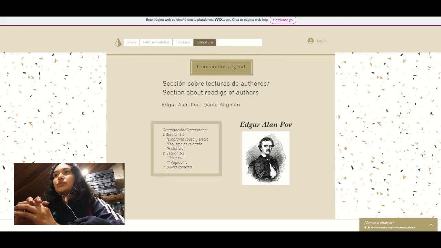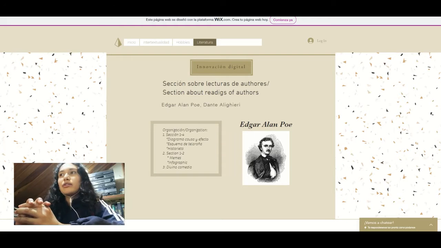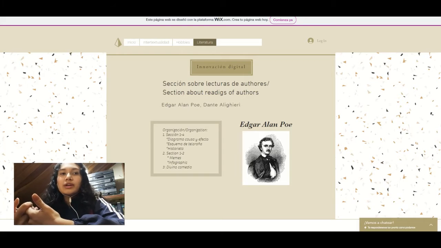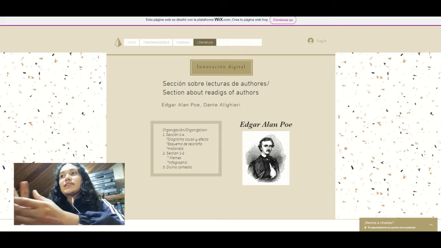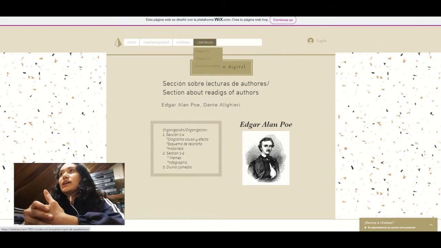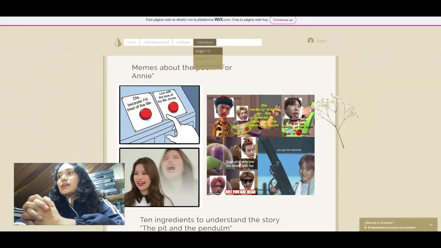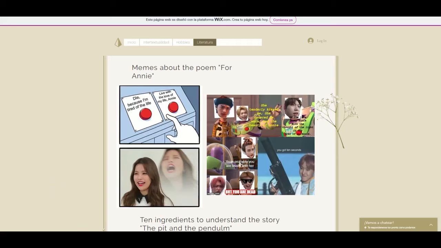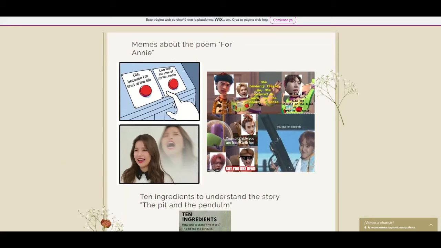The section 1 to 4, that is a diagram. Then we have a scheme of a spider web, and last we have a comic. In the section 1 and 2 we have 2 memes and an infographic, and in the last we have La Divina Comedia, and there is a picture of Edgar Allan Poe. So these are my memes about the poem for Annie. There are 2 memes.